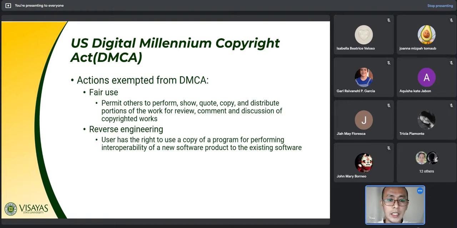Then another one class, ang exempt from the DMCA is what we call reverse engineering. Ang reverse engineering class only apply to software products. So what do we mean class when we say reverse engineering? When we say reverse engineering, we try to use an existing software and then we try to check with a new software we created whether this software is compatible with the operating system.